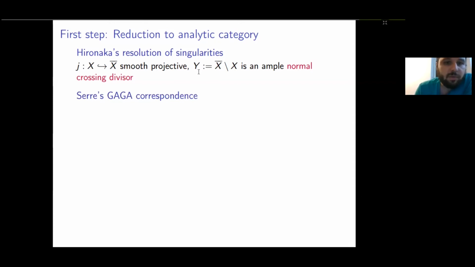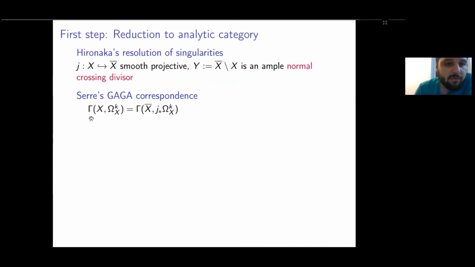Okay, so we are in this setting now, and in order to pass from the algebraic setup to the analytic setup, we will use the Serre GAGA correspondence. This is why we needed to compactify first. So how do we use the Serre GAGA correspondence?